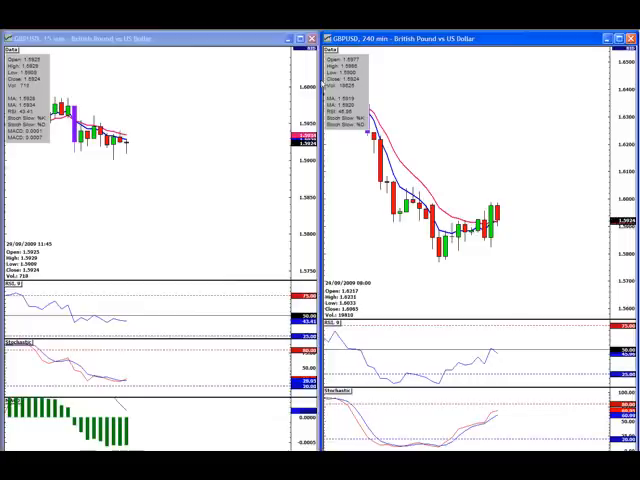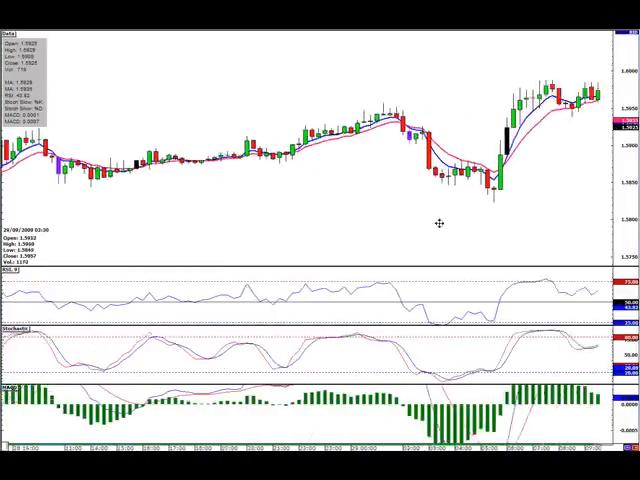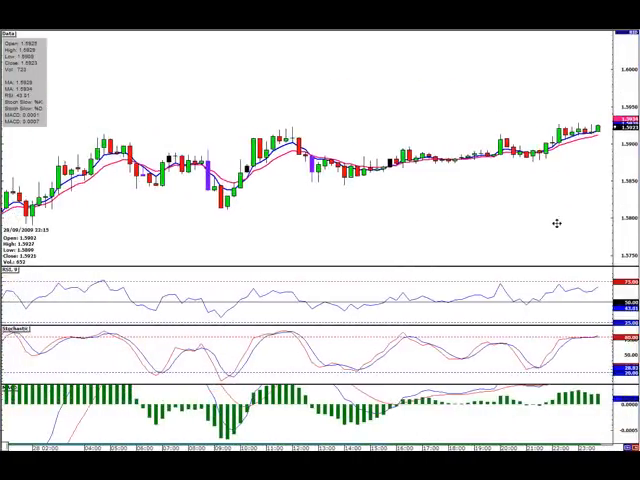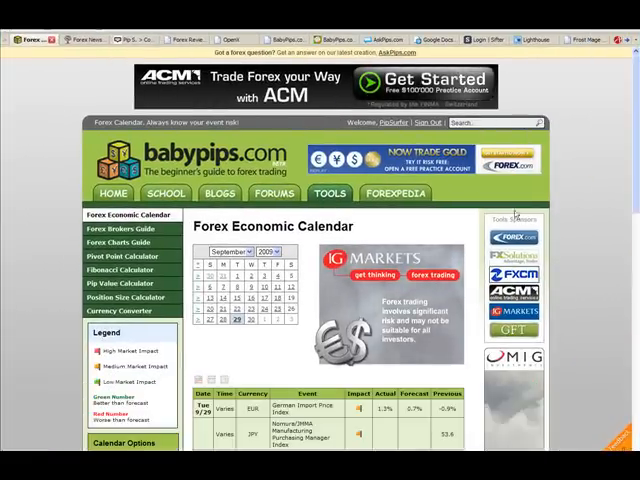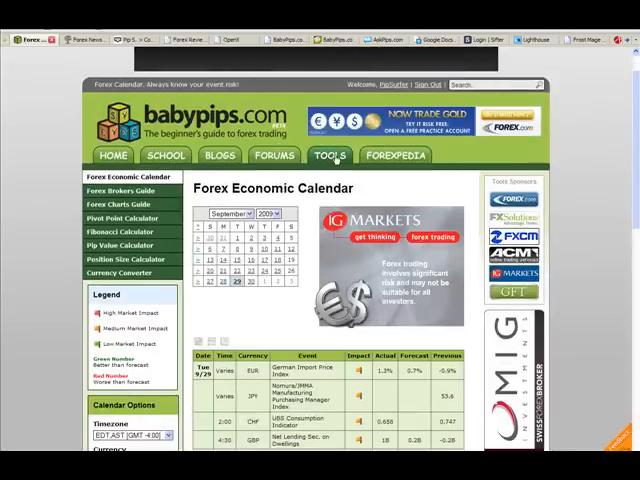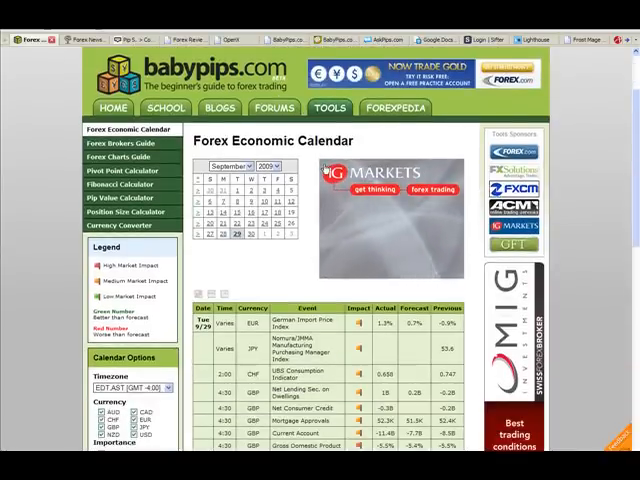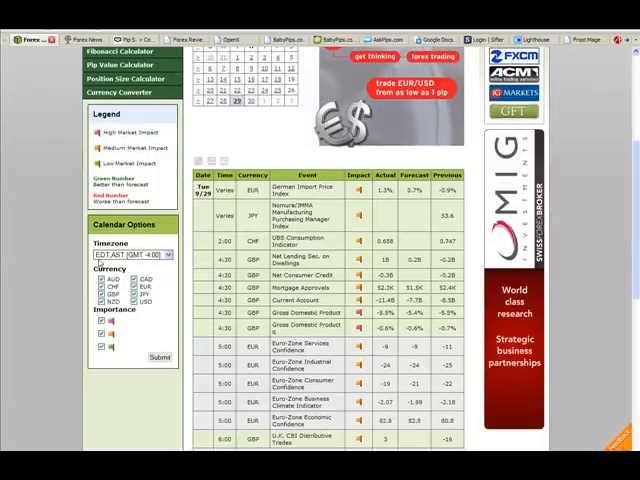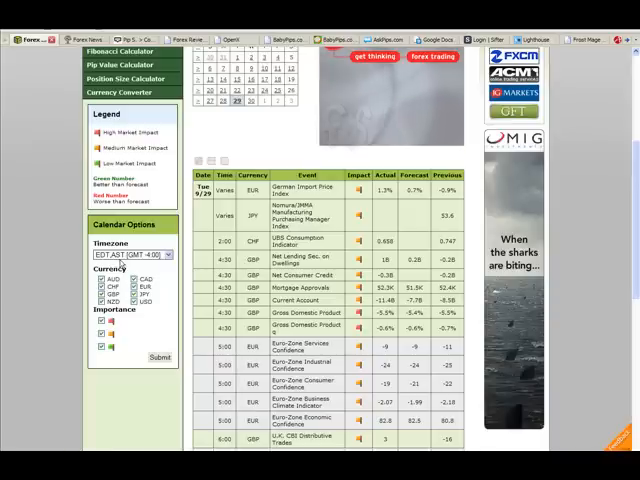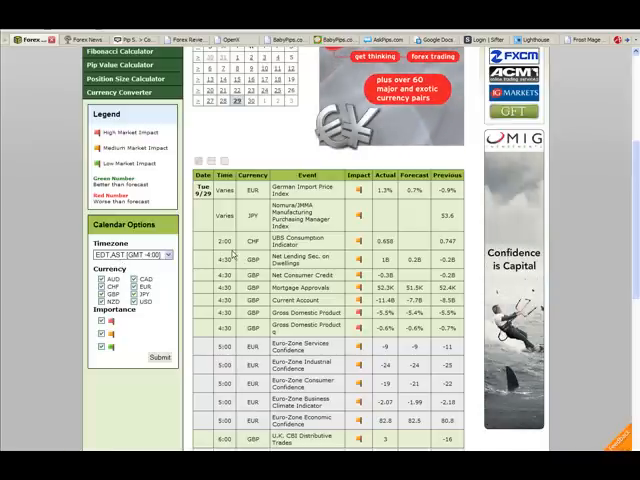Now I can go to my 15-minute chart, and I'm going to move this to before midnight so you can see what it looks like. The first thing I want to do before I start trading is check my news events for the day. You can go to babypips.com, click the tools tab, and it will automatically pull up the news events for the day. Make sure the time zone is set to your local time zone, so you have the right times to look out for.